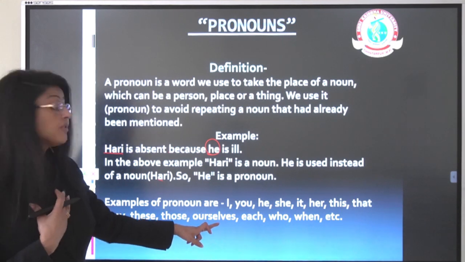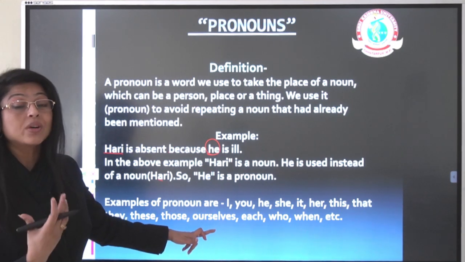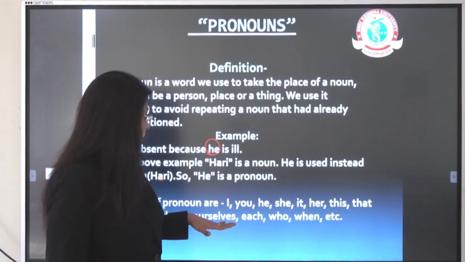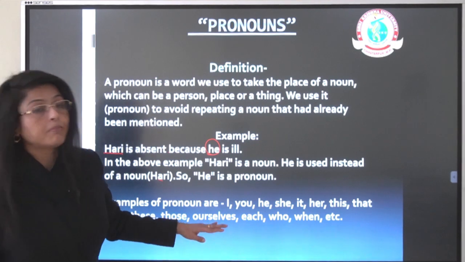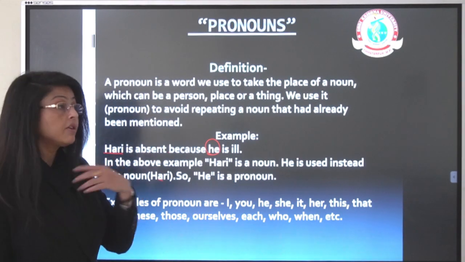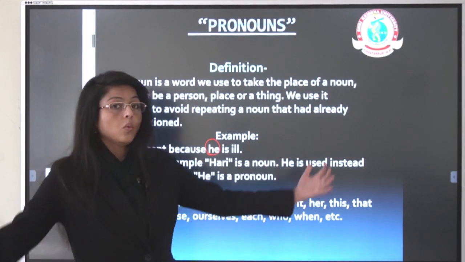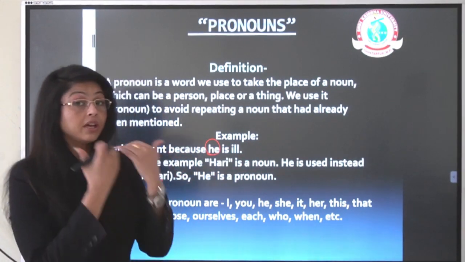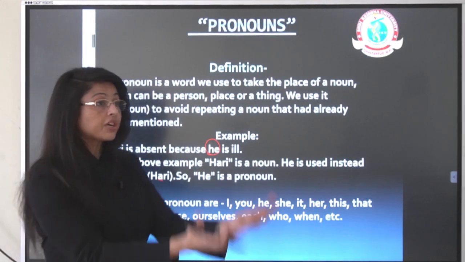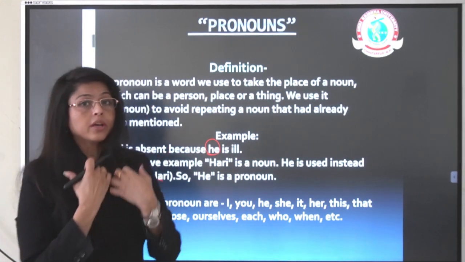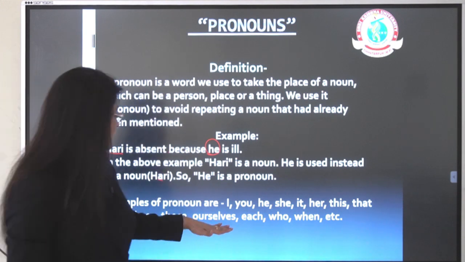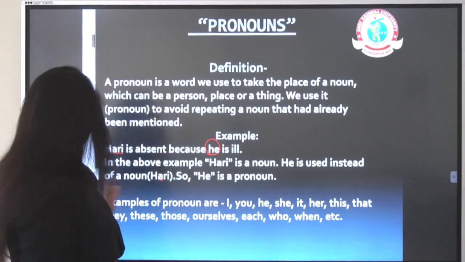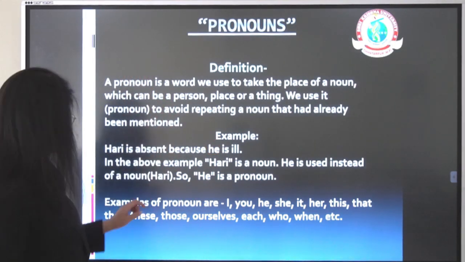Ourselves: self is singular, ourselves is plural, myself is singular. So ourselves is a reflexive pronoun. Why do we say reflexive? When we are talking about ourselves, we are reflecting back. The subject reflects back while talking about themselves. So here is ourselves. These are the kinds of pronouns which we are going to study later on in the forthcoming slides.